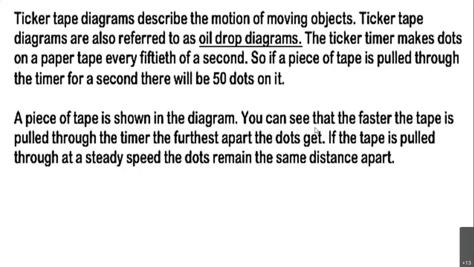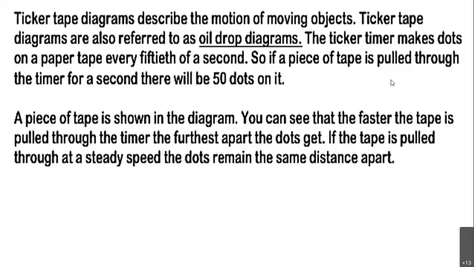The ticker tape timer works similarly. But instead of oil, it has a little needle that makes dots on a strip of tape, not like sticky tape, like a thin piece of paper. And it makes a mark on the paper every 50th of a second. Okay? So if we pull the piece of tape for 1 second, it'll have 50 dots on it. So that's very, very fast. Every 0.02 seconds, it makes a dot on the paper.